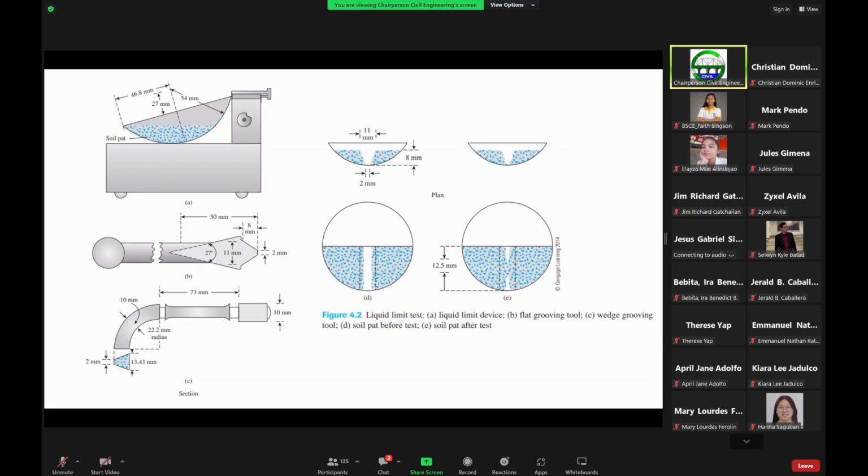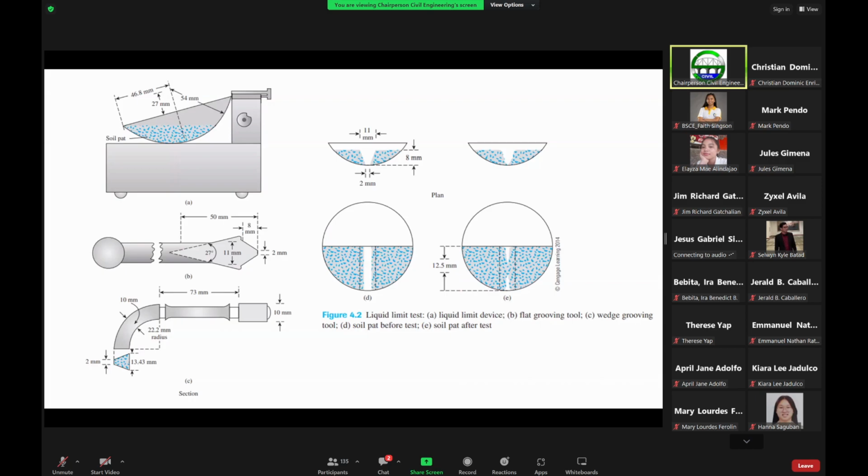So before the start of the procedure, you will try to slice the soil by the grooving tools. So the soil will now look like this. This is the plan view. This is the cross-section view. So the soil pat will look like this before the start of the test. Then it will look like this after the test procedure. So after how many blows, the soil will try to close on each other.